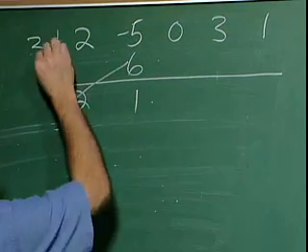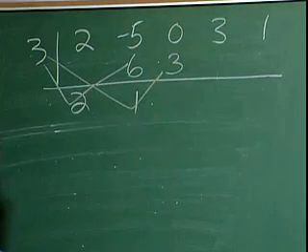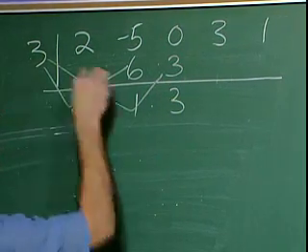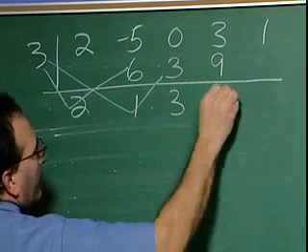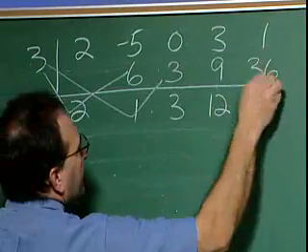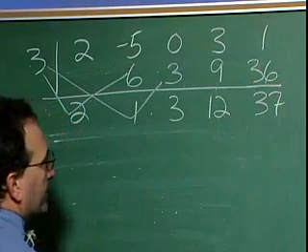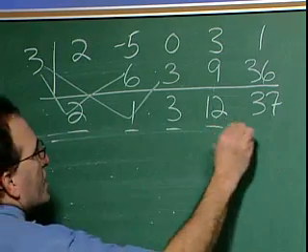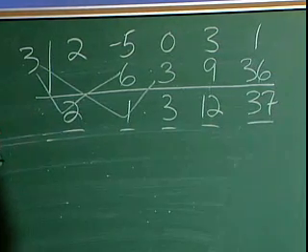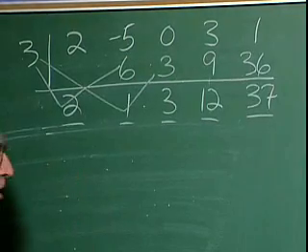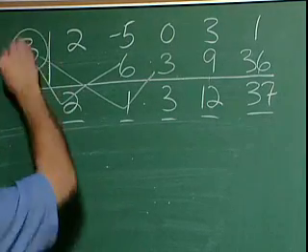Okay, so now we bring down the 2, multiply 3 times 2, which gives us 6, add these together for 1, repeat that process, 1 times 3 for 3, add them together for 3, 3 times 3 is 9, add them together for 12, 3 times 12 is 36, add those together for 37. And what we see is that all of these are non-negative. And what that tells us then is no real zero greater than 3.